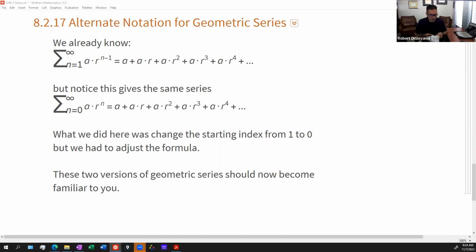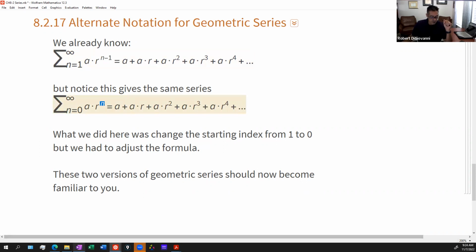Okay, did y'all take a look at this? Yeah. So all this really means is that there's two versions of the geometric series formula. And so throughout this class and other classes, if you run into a geometric series, you might see the index start at 0 instead of 1. And all it does is it changes the formula from n minus 1 here to n.